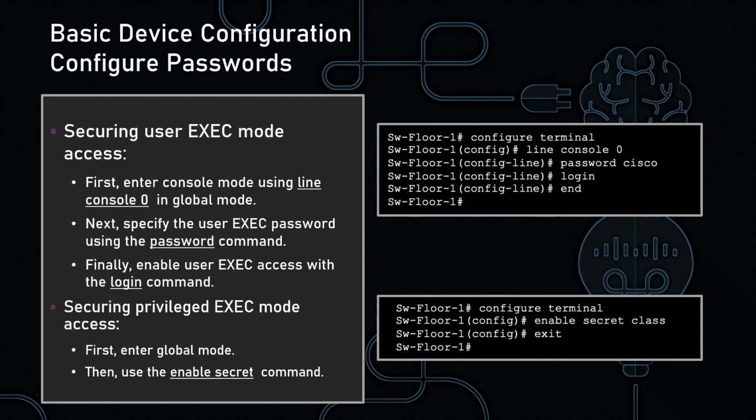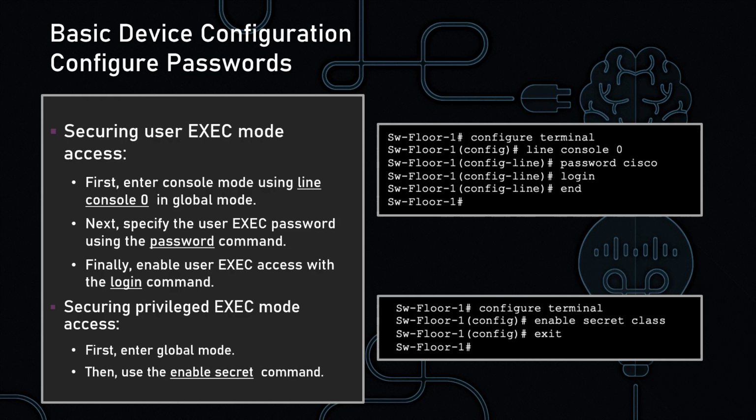To secure user exec mode, we'll give you an example here, and again, we're using the password that we don't recommend. Go into line console 0 from terminal mode. So you're going to go into enable, you're going to go into config T, and then you'll go into line con 0 or line console 0 if you want to type it out in long form.